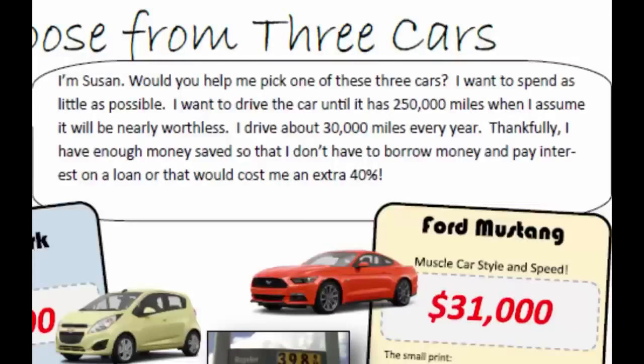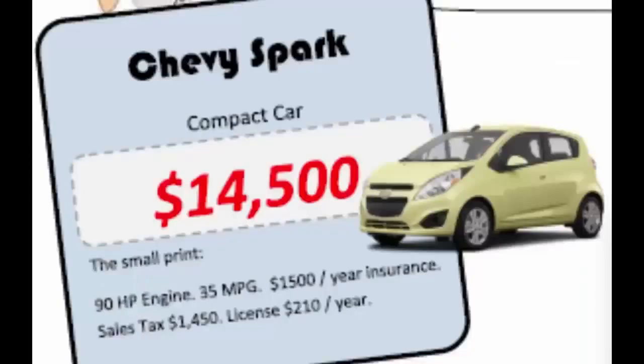Thankfully, I have enough money to save so I don't have to borrow money and pay interest on a loan that would cost me an extra 40%." Let's see the 3 cars that Susan is considering. First of all, she has in mind the Chevy Spark. It's a small engine that gets good gas mileage. She has to pay $1,500 a year in insurance. The initial cost for taxes is $1,450, and every year she spends $210 for a license.